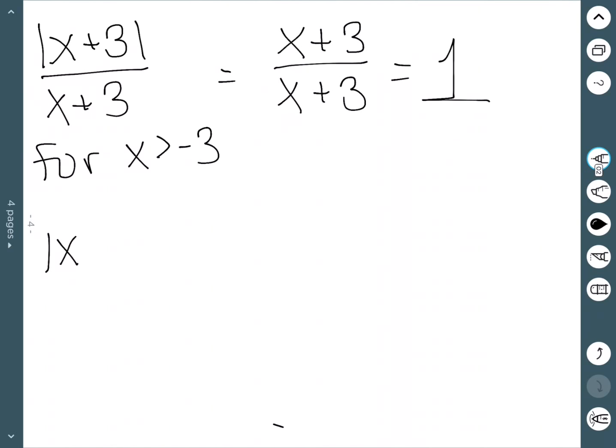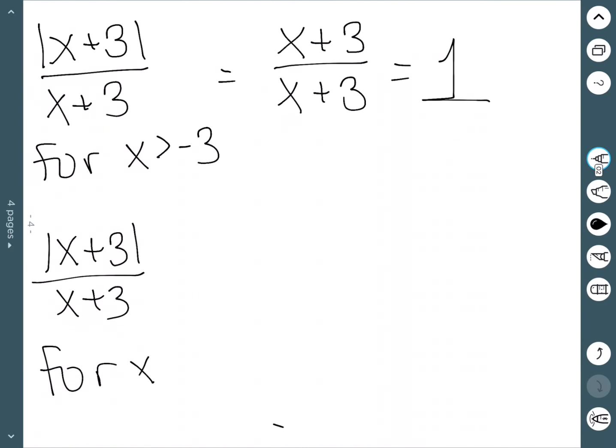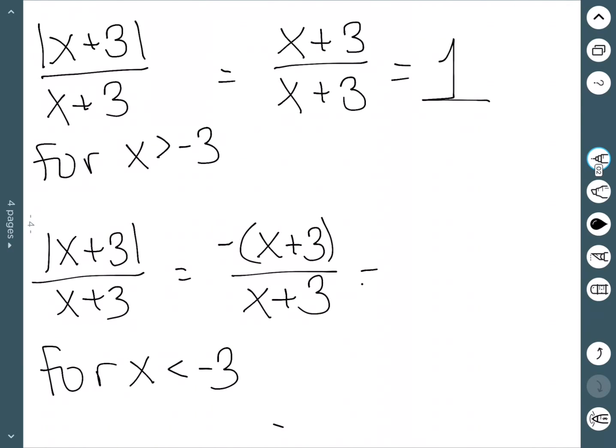What if we switch that up and do the absolute value of x plus 3 over x plus 3 for x less than negative 3? If x is smaller than negative 3, we're looking at numbers like negative 4, negative 5, negative 29.73. And when we add 3, we still get a negative number. So the top would need to change its sign. It would need to be negative x plus 3 over x plus 3, which would then just be negative 1.